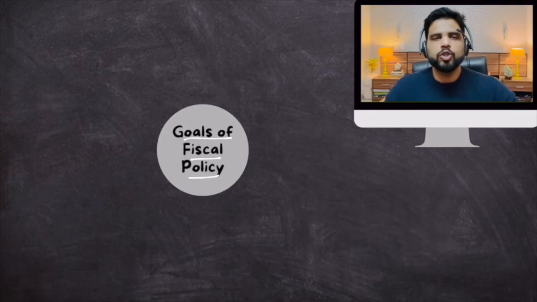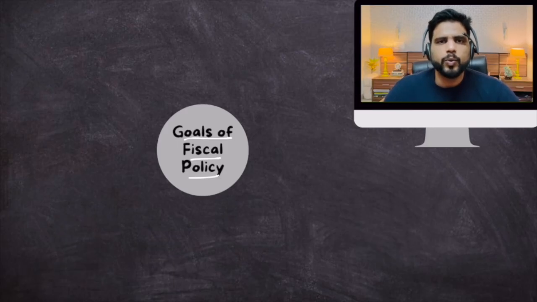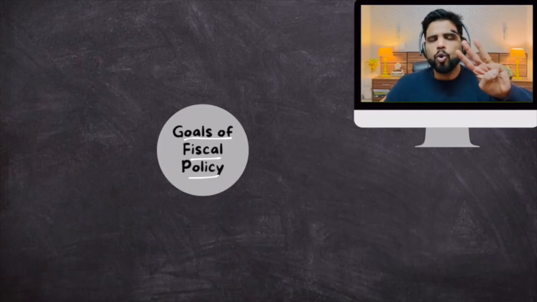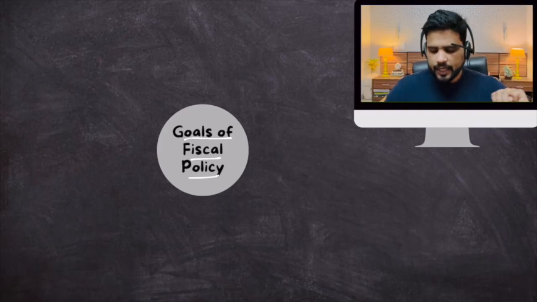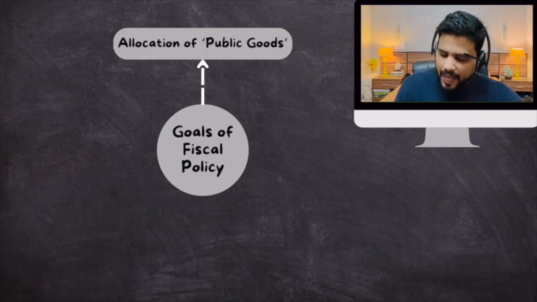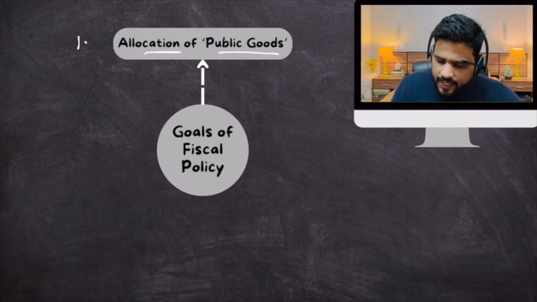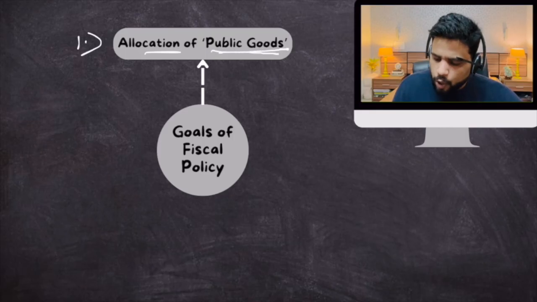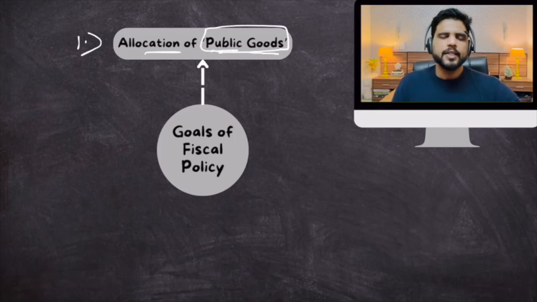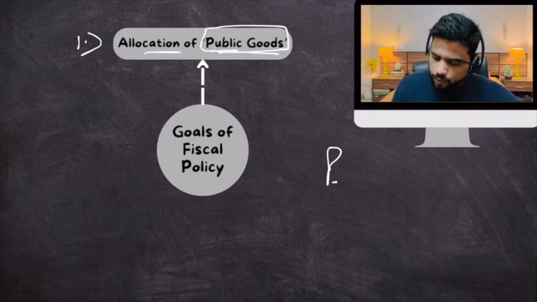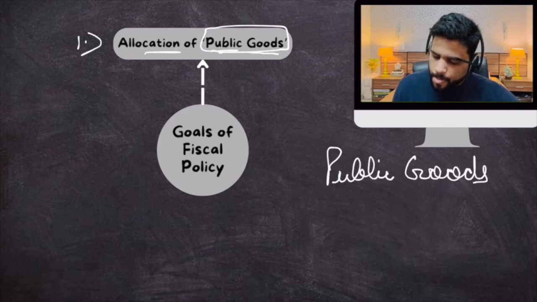What are the goals of fiscal policy? Why does government come out with a fiscal policy? Why does government come out with a budget? Right? So, there are three major goals of fiscal policy. Clear? Goal number one is allocation of public goods. Now, to understand this goal, you need to know what public goods are. Okay? So basically, there are two types of goods: public goods and private goods.